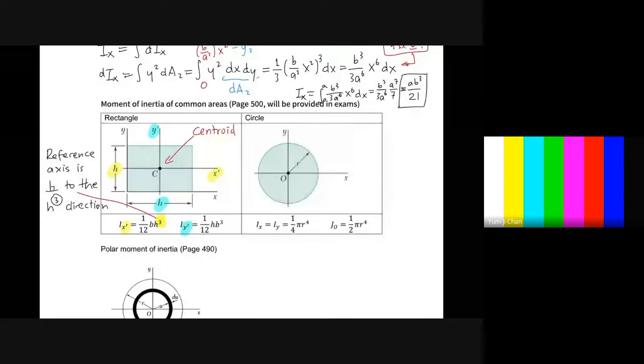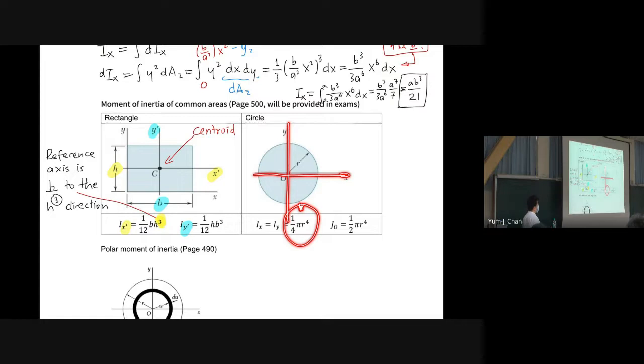And for a circle, we have the moment of inertia about the x-axis and y-axis being equal, and these are pi r to the power 4 divided by 4, because you can see the shape about the x-axis and about the y-axis is the same, so the result should be the same.